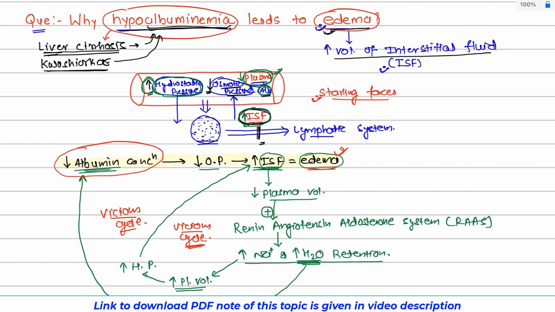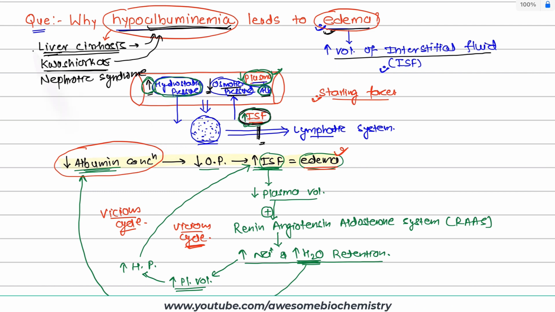And the third condition is nephrotic syndrome. In nephrotic syndrome, what happens? The liver is completely normal, so the liver is synthesizing a normal amount of albumin. But that normal albumin is getting lost through the glomeruli. So that condition is nephrotic syndrome. In nephrotic syndrome, albumin is lost through the urine, and because of that, there is a decrease in the albumin concentration. So these three clinical conditions are the main reasons for hypoalbuminemia.